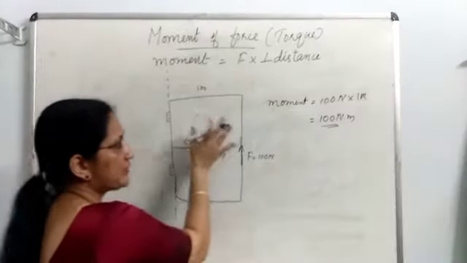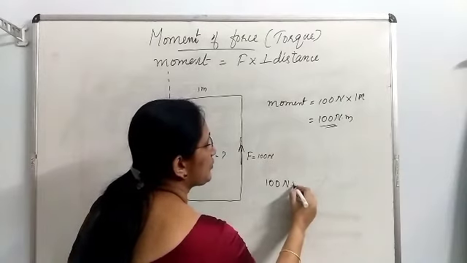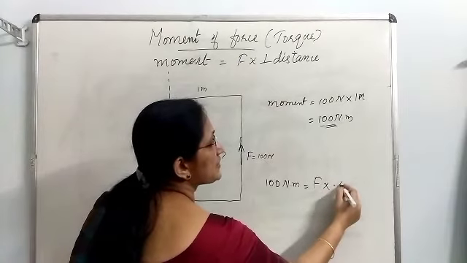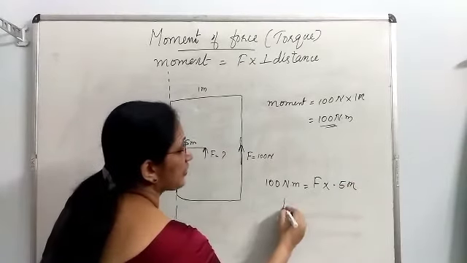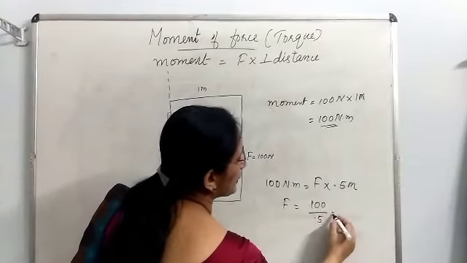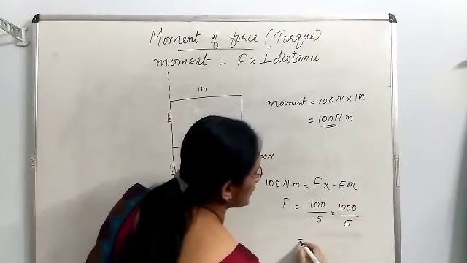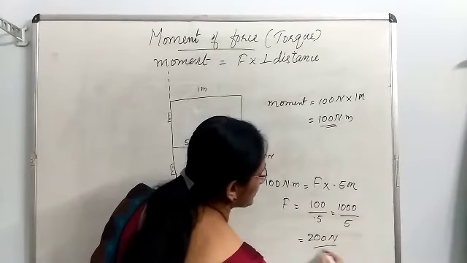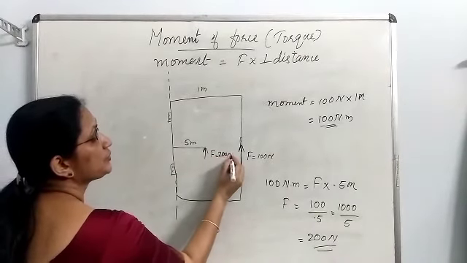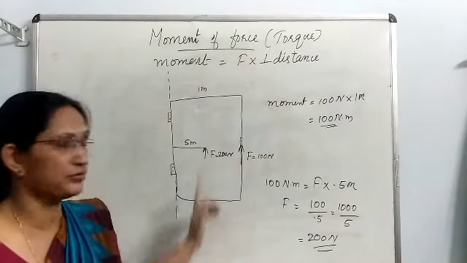Moment, already you know, the moment required for this door to turn is 100 Newton meter. Moment is equal to force, unknown, into perpendicular distance 0.5 meter, and F is equal to 100 upon 0.5. That means 1000 upon 5. That means 200 Newton. If the man applies the force at the midpoint to open the door, he has to apply 200 Newton, double force.